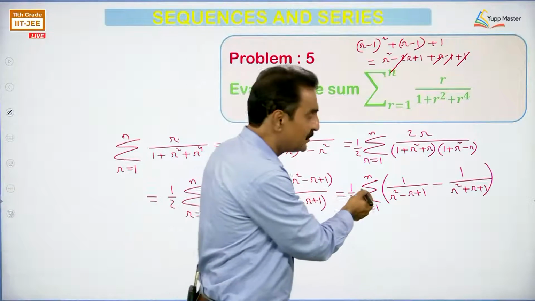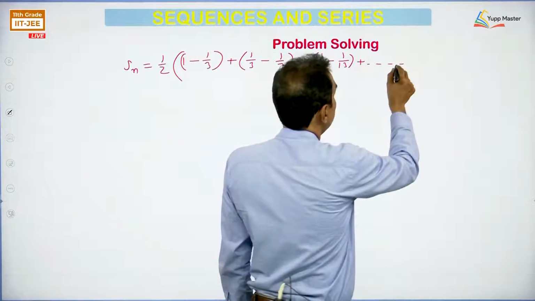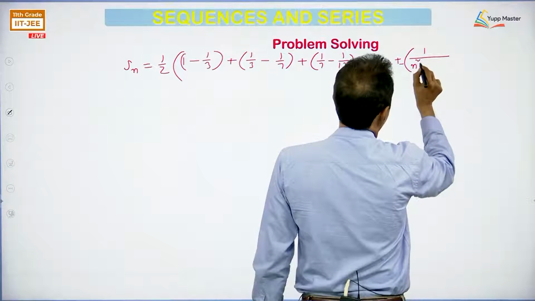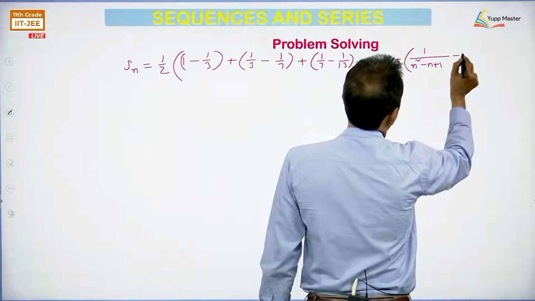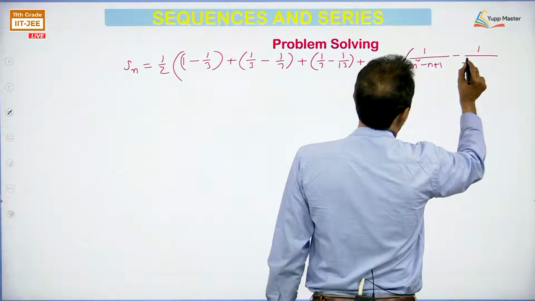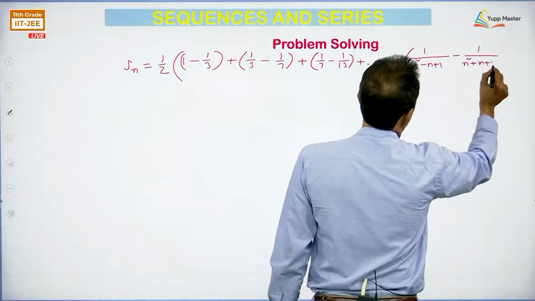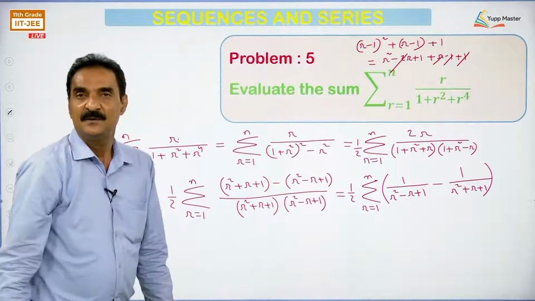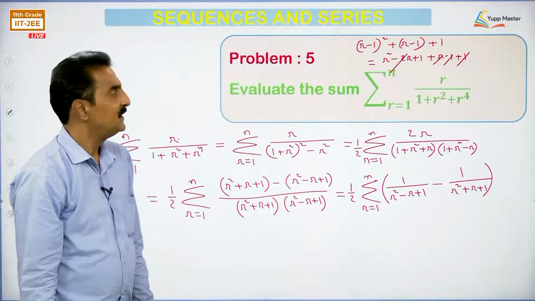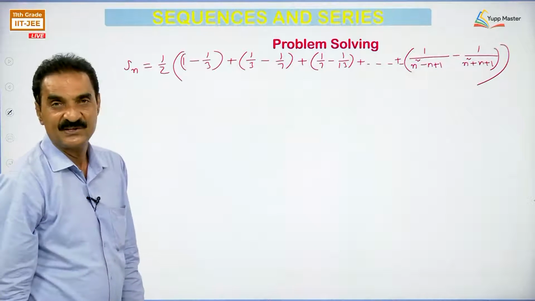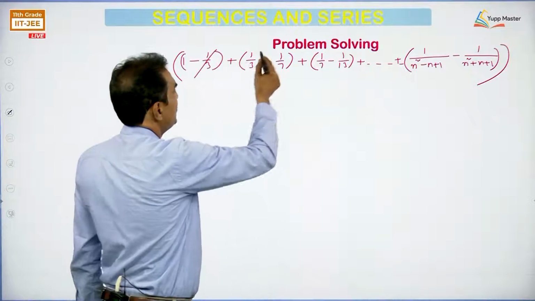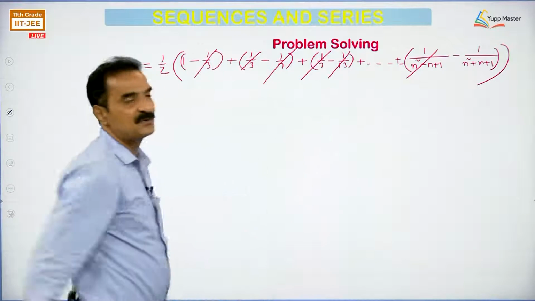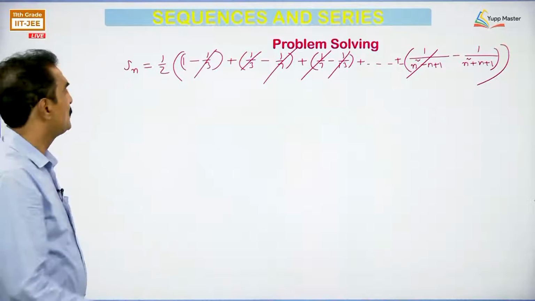Finally, you should put r is equal to n. Putting r is equal to n, you will get 1 by n square minus n plus 1 minus 1 by n square plus n plus 1. Alright, the same series. Taking r is equal to n, we get the last term. Now, this is a telescoping series. 1 by 3 cancels, 1 by 7 cancels, 1 by 13 till the first part of the nth term. So, what is the sum?